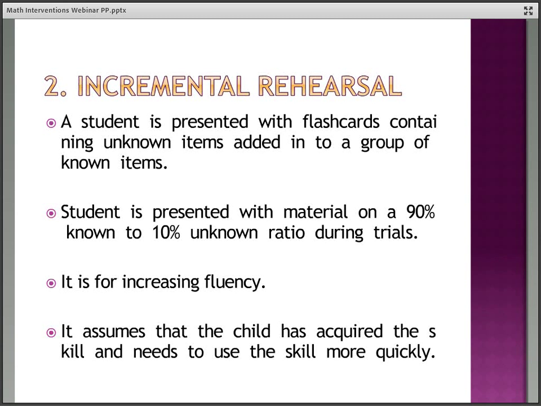Another one would be incremental rehearsal. This is where a student is presented with flashcards containing unknown items and added into a group of known items. The student should be presented with material on a 90% known to 10% unknown ratio. This also increases fluency, and it assumes that the child has acquired the skills needed to quickly move through the process once they've learned their facts.